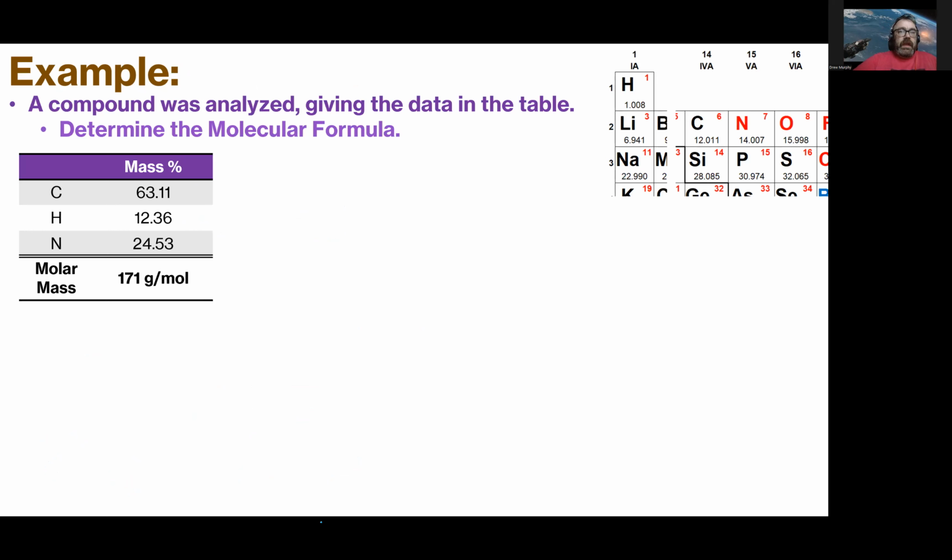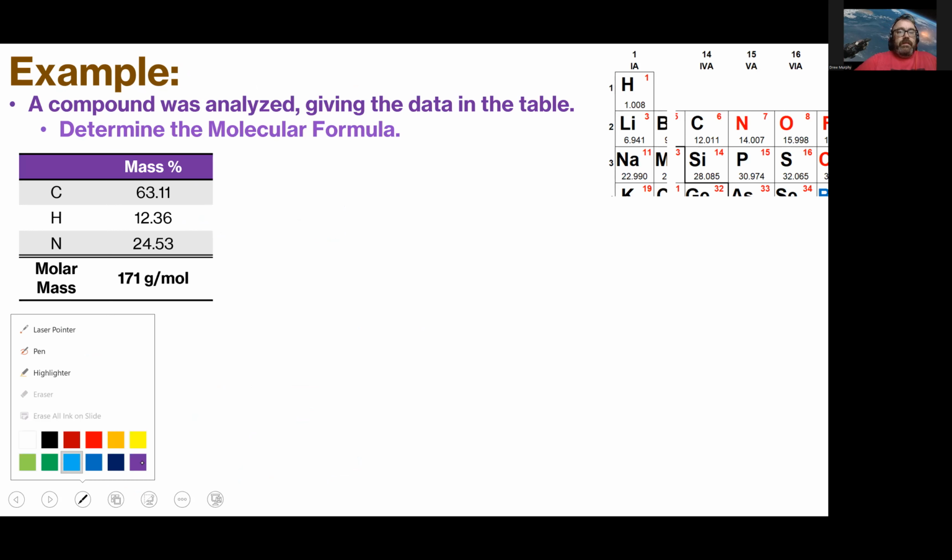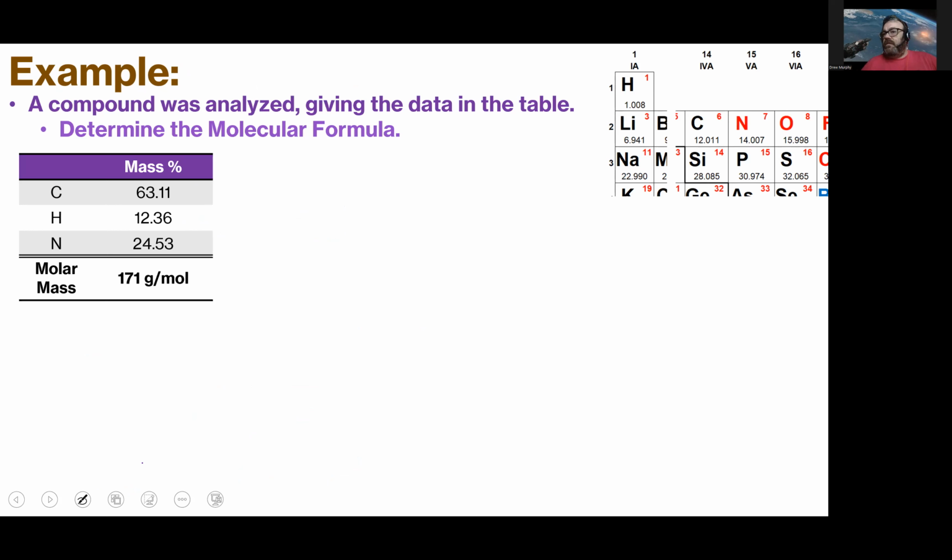All right, so we have a compound. Presumably this is something we made in the lab. We sent it off to be analyzed, and we've gotten some data back. We have found out the mass percent of everything in the compound. We know the mass percents of C, H, and N, and we splurged, paid a little bit extra, and had them figure out what the molar mass of our compound is. This is what we're going to need to figure out the molecular formula.